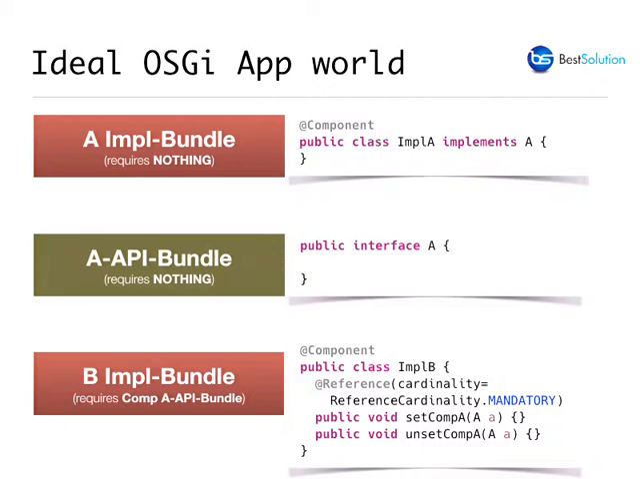The important thing is here, you don't see any OSGi APIs in this code. It has no compile time dependency on OSGi. That's important. You don't need OSGi in this whole scenario. It's opaque. You don't see it.